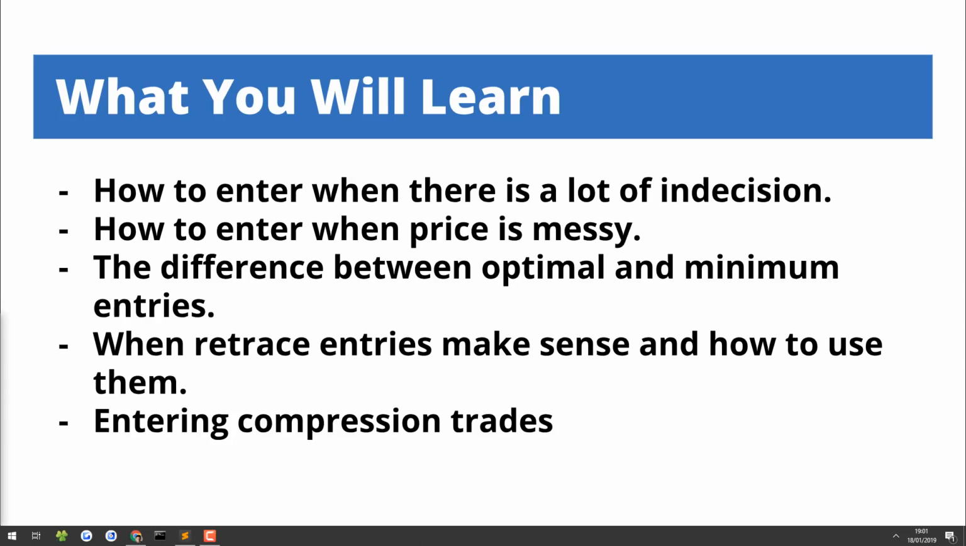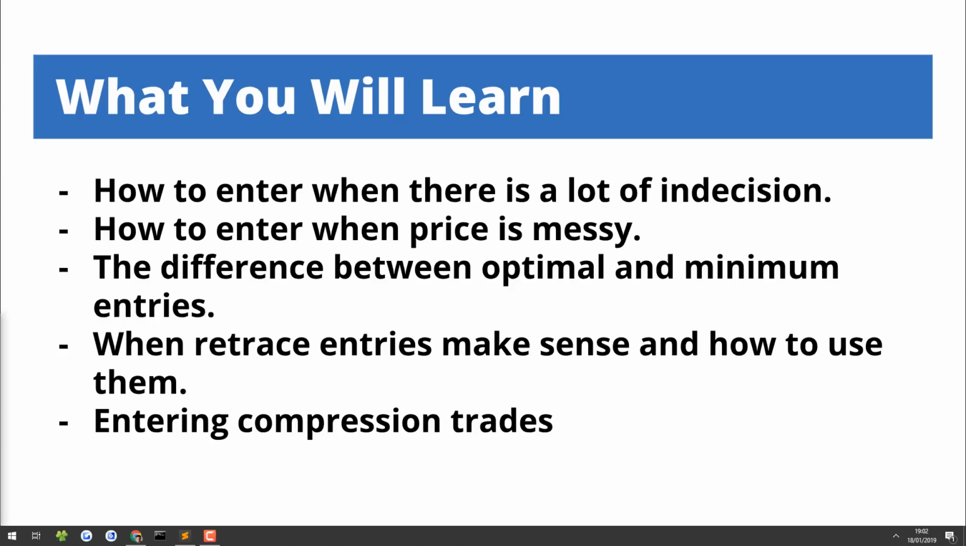How to enter when price is messy in general. So this is when it's not necessarily indecision candles that are stuck on support or resistance. It's just messy, moving around on support resistance. How to enter in that case. We're going to be talking about that because I see a lot of people in the forum making a lot of mistakes with their entries. So I want to talk about those things.